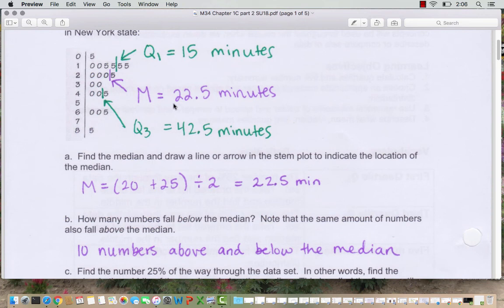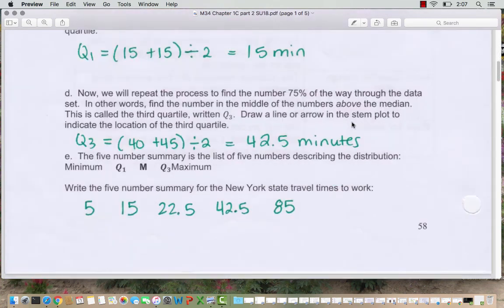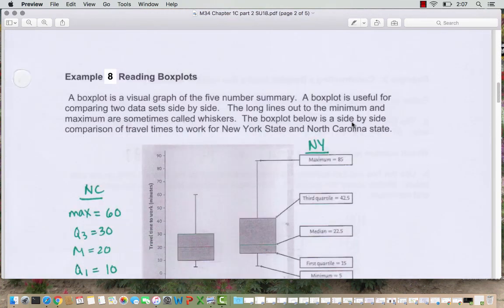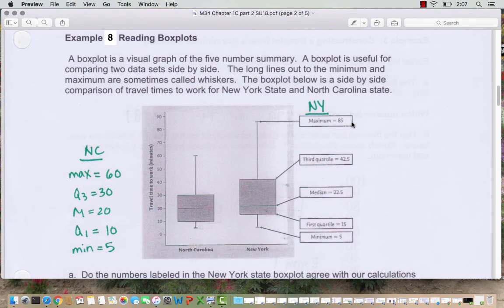And that makes sense because if you rotate this diagram around, you see going from least to greatest, we've got a right skew or a right tail here. So a box plot is a visual way to represent the 5-number summary, and it's useful for comparing two data sets side by side. So here's our New York data right here represented numerically in a box plot.